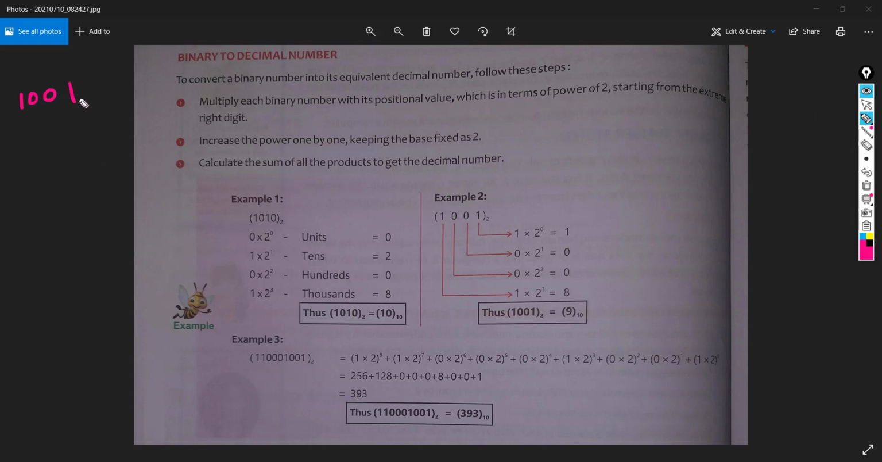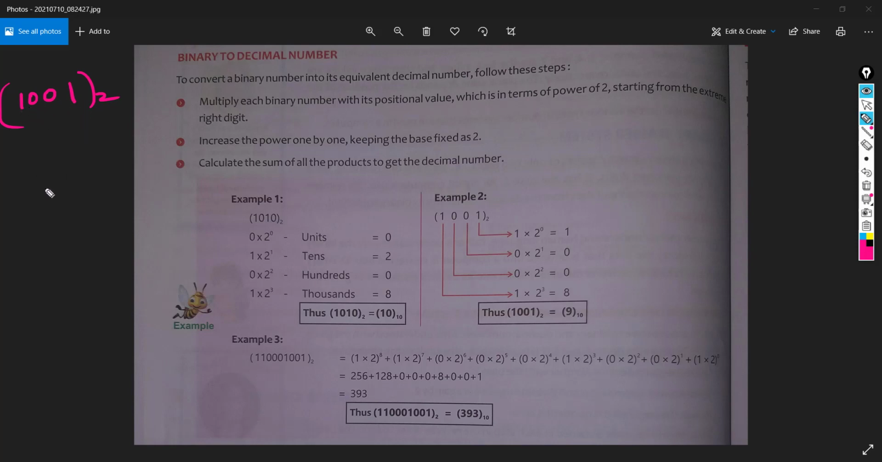1001. Why are we writing it like this? In order to say it is a binary number system, which means its base is 2. So its positional values are 2 raised to 0 here, 2 raised to 1, 2 raised to 2, 2 raised to 3, like that.